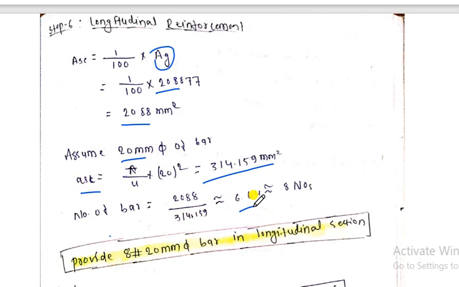You can understand this yourselves, how odd number of bars can be placed in a column. We can't. So we always substitute an even number of bars. So we'll consider 8 number of bars. So we'll provide 8 numbers of 20 mm dia of bar in the longitudinal sections.